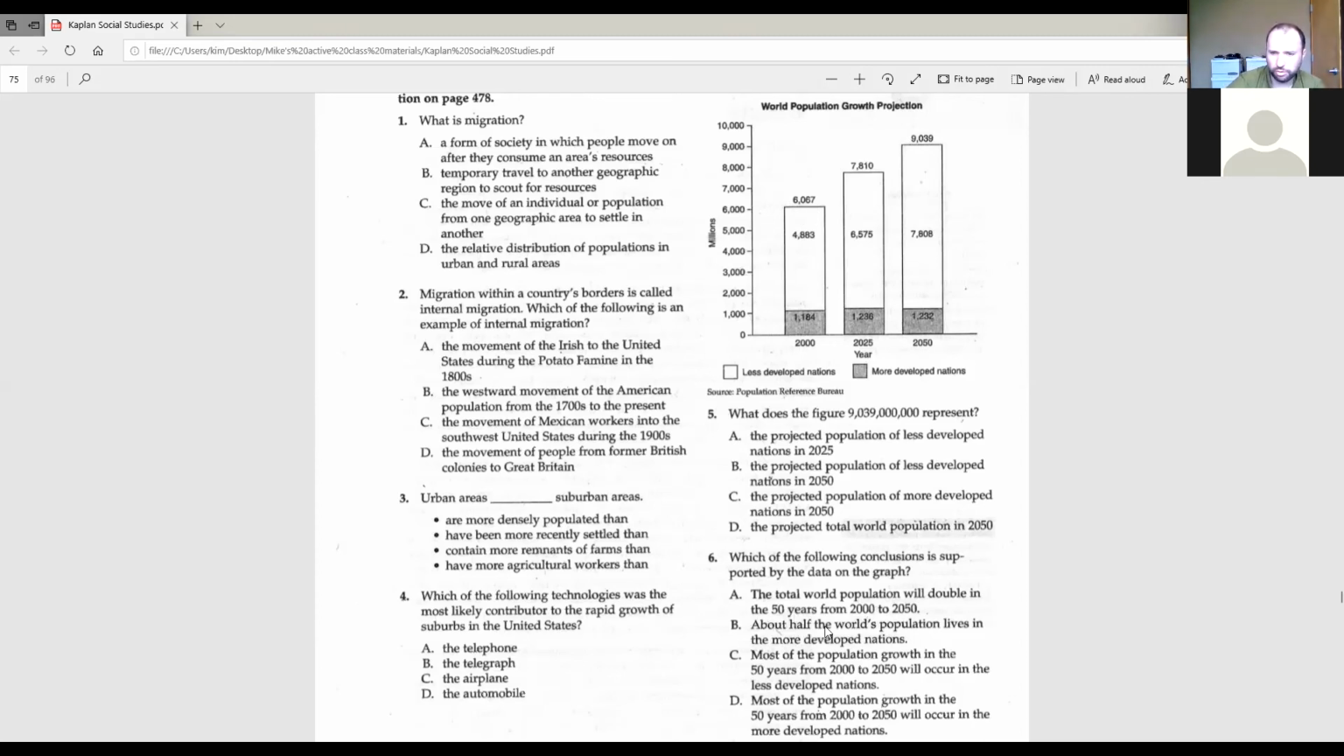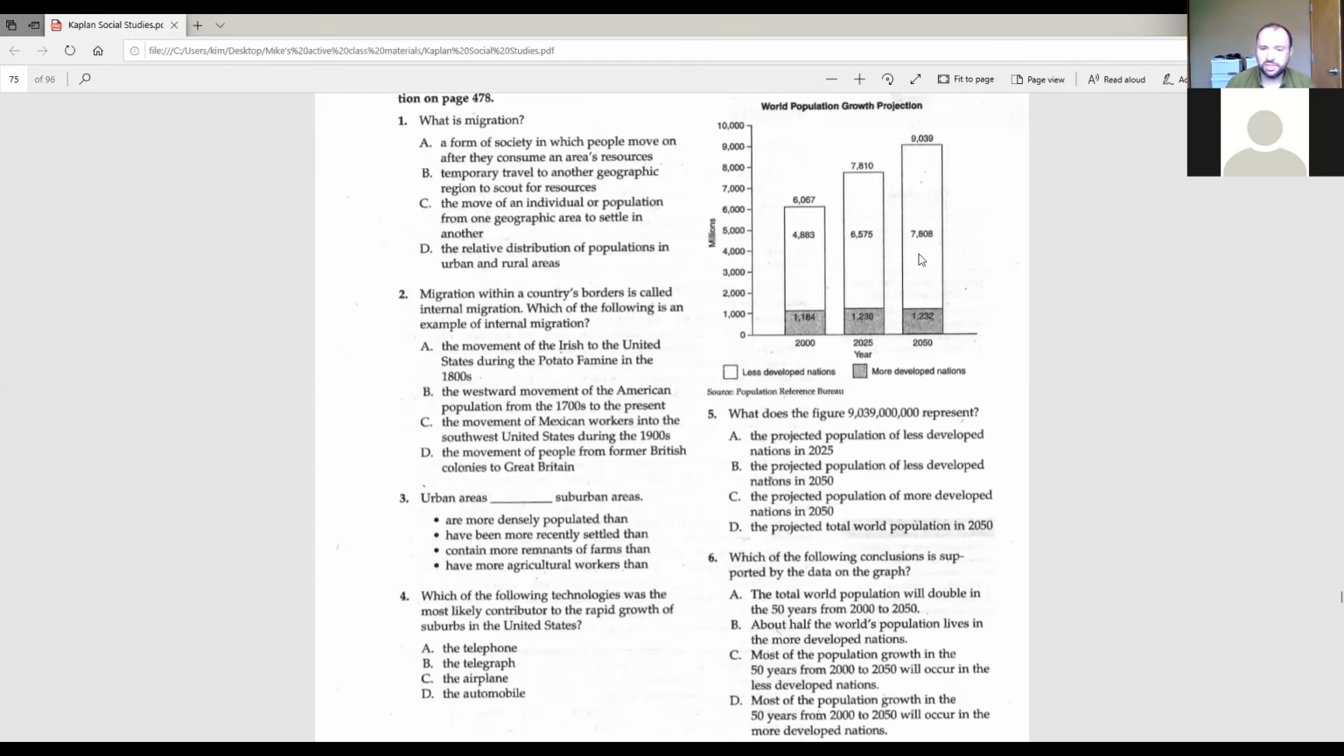B, about half the world's population lives in the more developed nations. Okay. First of all, the less developed nations are projected to change pretty dramatically every 25 years, whereas the developed nations tend to stay the same. But I wouldn't say that this represents half of this, right? Clearly, less developed nations make up more, right? Percentage. So B isn't a conclusion that's supported by the graph either. So it's going to be C or D. So let's read through them and see which one makes the most sense.